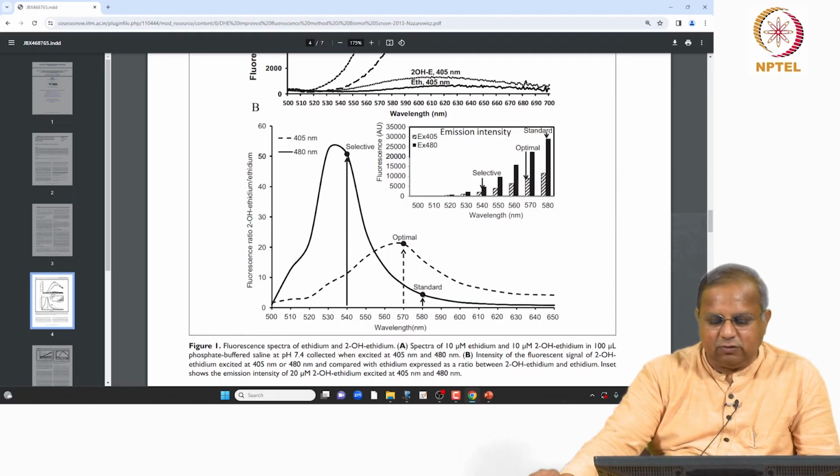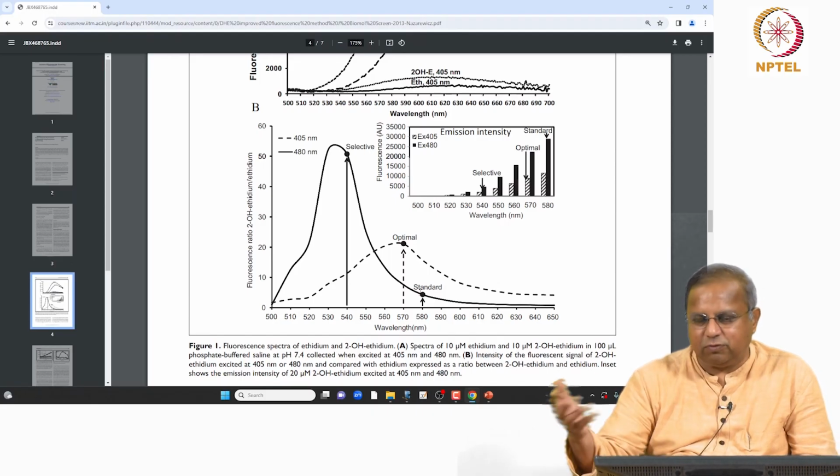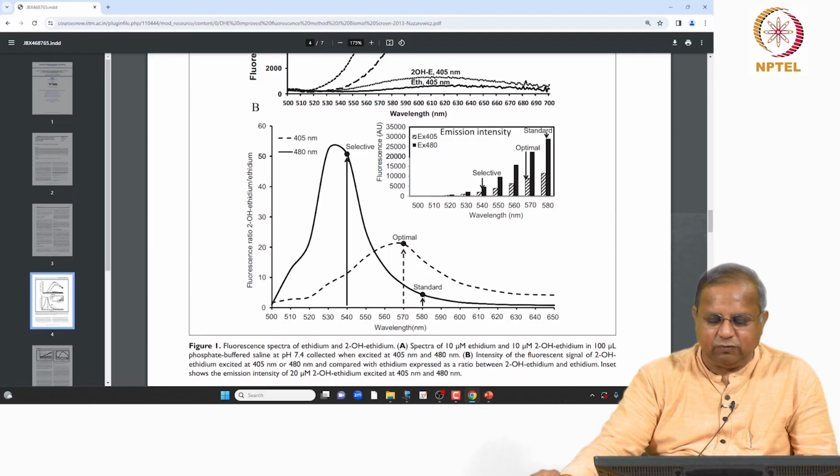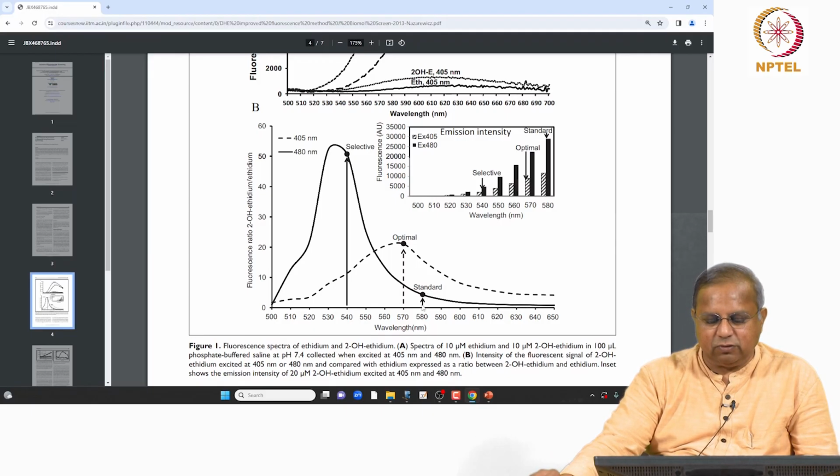So, you have a lot of interference from ethidium. Whatever you're measuring may not be superoxide, I mean, superoxide purely, or the interference is high enough to cause doubts. So, you would want to avoid this, although the intensity is higher.